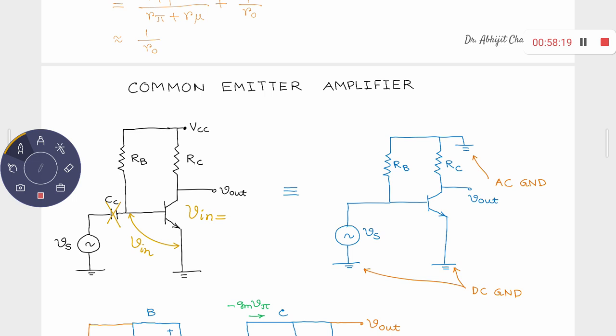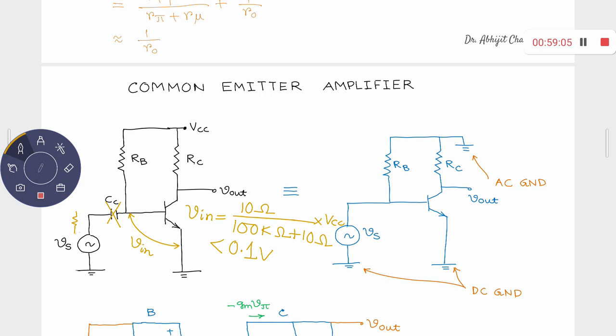Whenever you apply this VCC with no capacitor, and suppose you have some 10 ohms resistance present over there, Vin will be 10 ohms by 100 kilo ohms plus 10 ohms times VCC. That is less than, say, 0.1 volt. It should be less than 0.1 volt, much smaller. That means your junction is not forward biased. With DC, it was forward biased, when the signal source was absent.